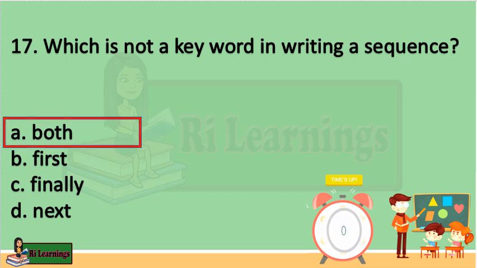The correct answer is A. Both. Explanation. Sequence writing focuses on the order of events or steps. Key words that indicate sequence include: first, beginning of the sequence; next, progression to the following step; finally, indicating the conclusion or last step. Both does not indicate a step or order and is therefore not relevant to sequence writing. It is typically used to compare or link two things, not to describe a sequence.